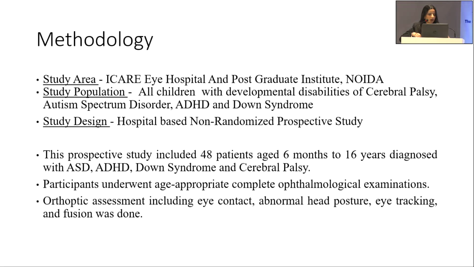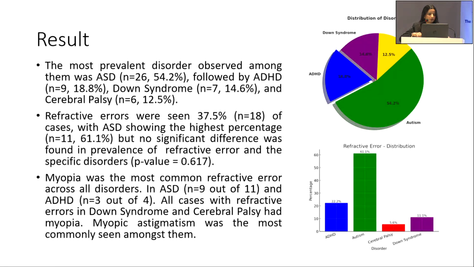We included 48 patients between the ages of 6 months to 16 years diagnosed with these four disabilities, and participants underwent age-appropriate complete ophthalmological examination and orthoptic assessment. The most prevalent disorder observed was autism spectrum disorder, followed by ADHD, Down syndrome, and cerebral palsy. Refractive errors were seen in 37.5% of the cases, with ASD showing the highest percentage, but no significant difference was found in prevalence of refractive error among the specific disorders. Myopia was the most common refractive error across all.